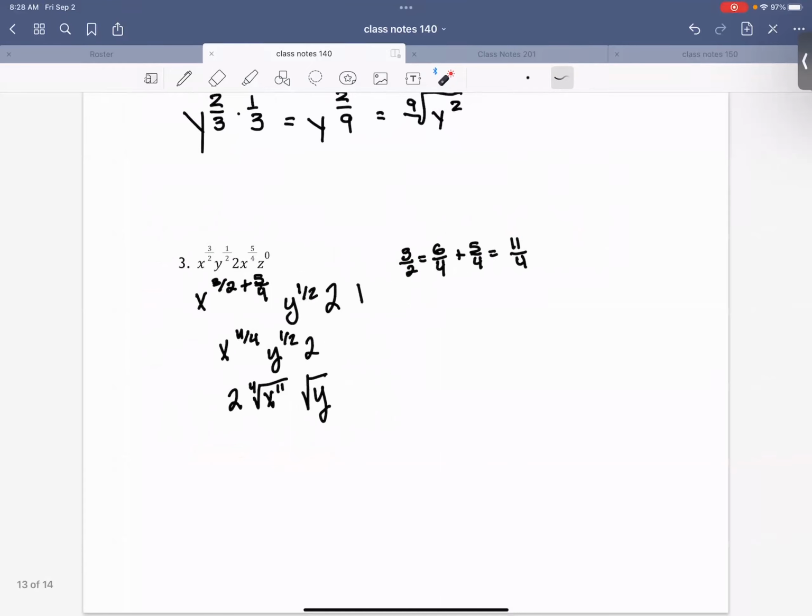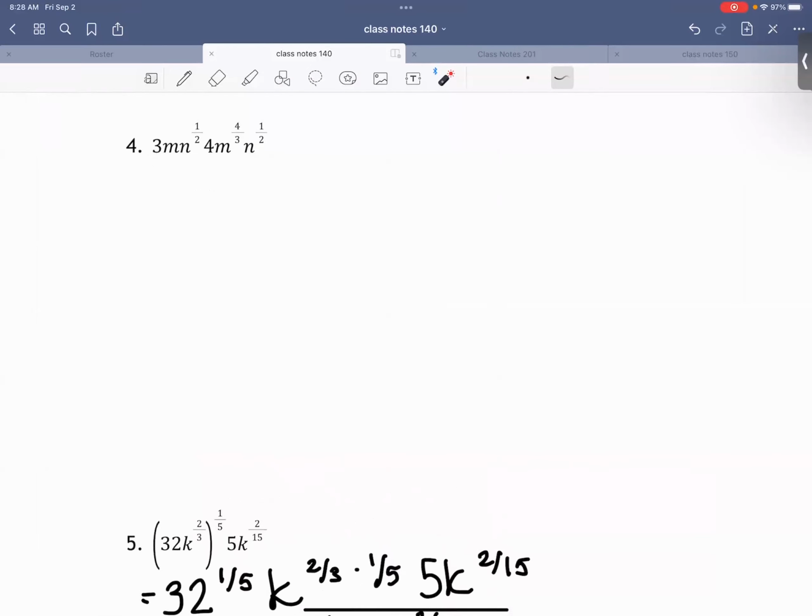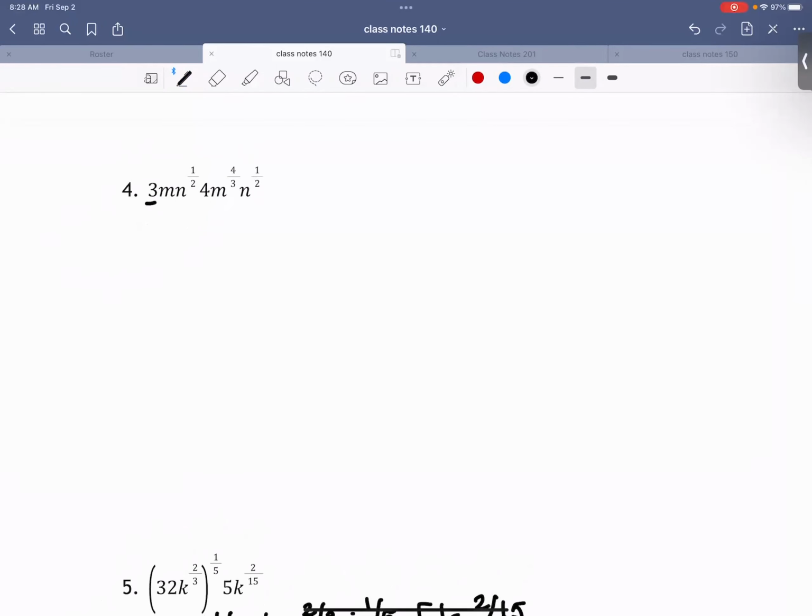Perfect. All right, let's flip over to number 4, which I left for myself because I actually wrote it down wrong on my notes for some reason. Let's talk about this one. We have a bunch of things being multiplied together. No exponents to an exponent. First of all, let's work with the numbers first, the 3 and the 4. What should I do with them? Just multiply them, right? Because they are kind of together. So I'm going to take the 3 and the 4, multiply them to get 12.